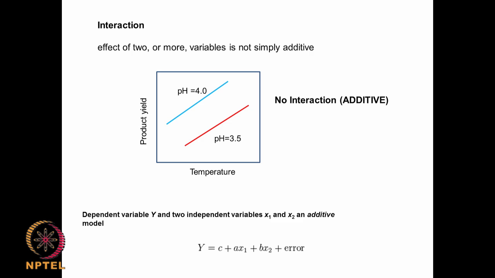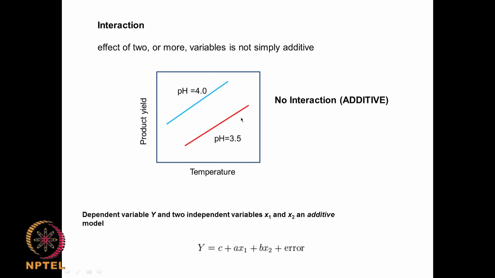For example, suppose I am changing pH and temperature and running a fermentation process and measuring the product yield. At pH equal to 3.5, I change temperature, so the yield keeps going up like this. Now, at pH equal to 4, again I perform experiments by changing temperature, and again the yield goes up like this. So, it looks like an additive, right.